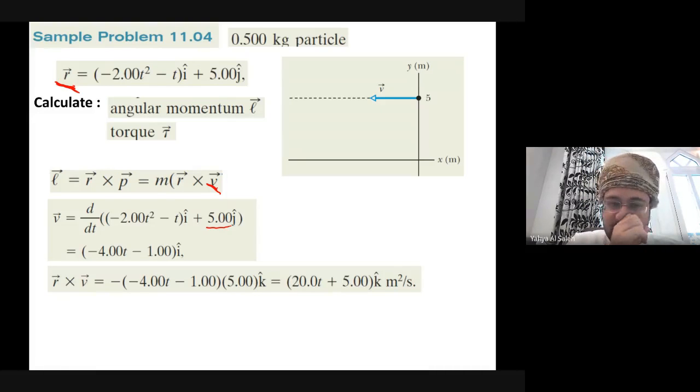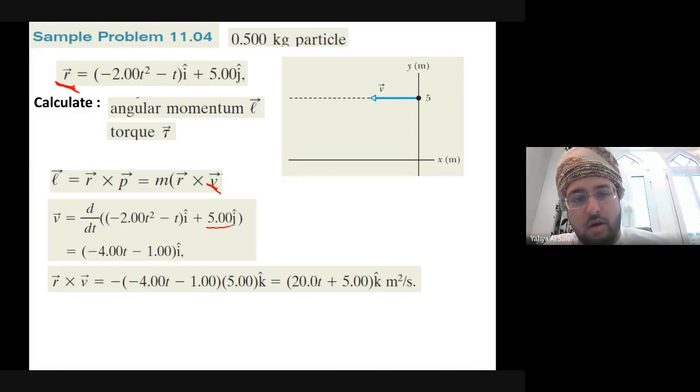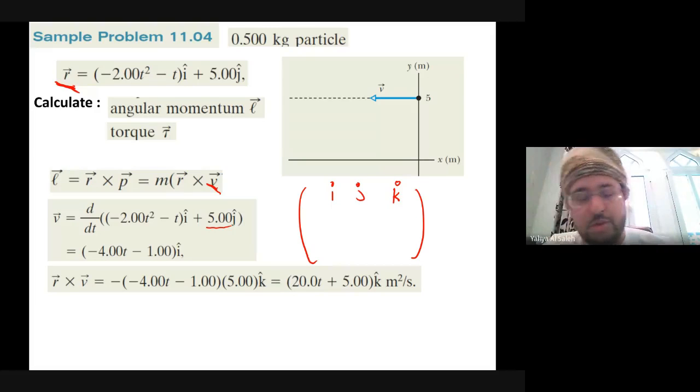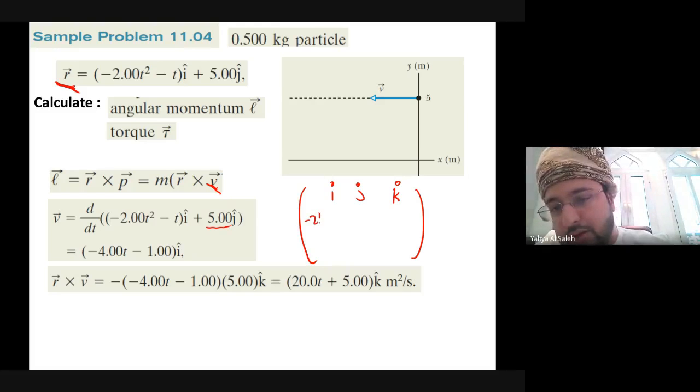I plug it in. R cross V. R is minus 2t squared minus t in the i direction plus 5j. Let's do it. This is the revision of the things we did in chapter 2. So we have minus 2t squared minus t. j is 5, k is 0.